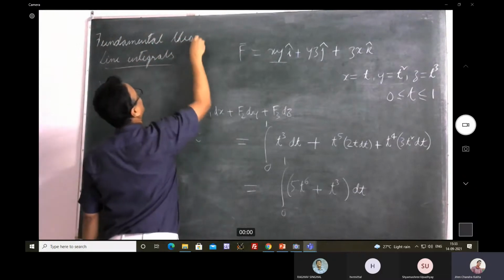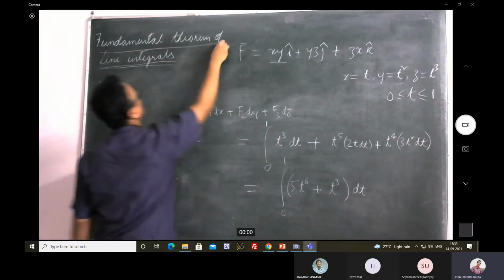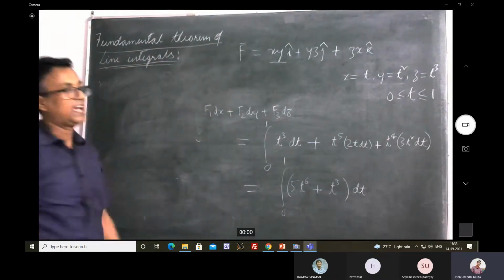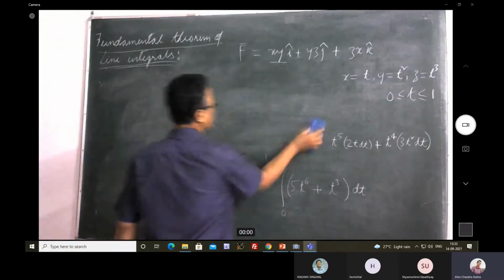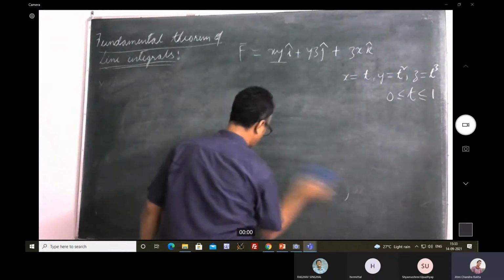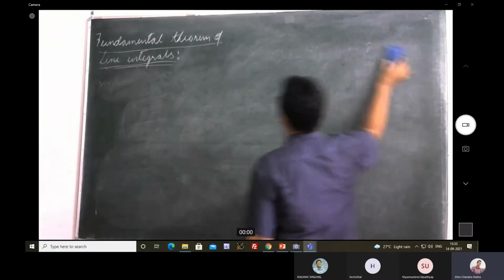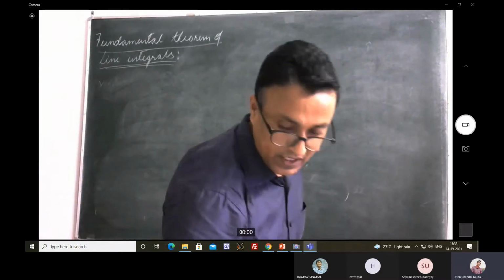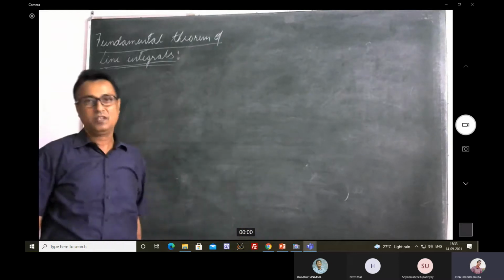fundamental theorem of line integrals. Fundamental theorem of line integrals. Okay. So now, firstly, let me try to bring one analogy of this fundamental theorem of line integrals with your fundamental theorem of integral calculus for a function of one variable.